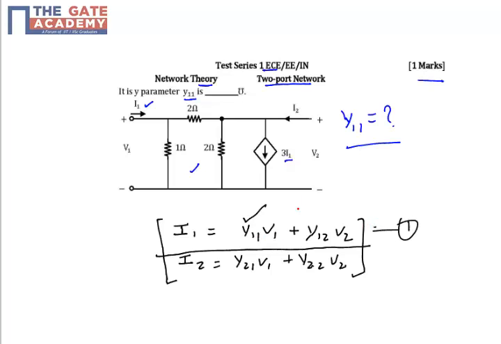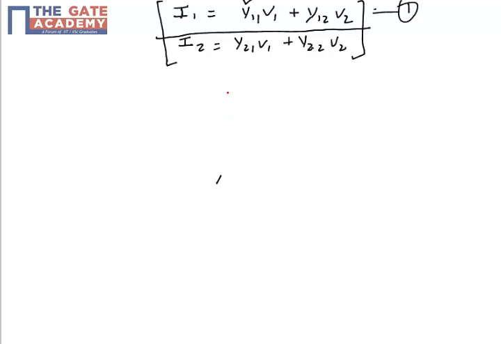So how can I calculate y11? I have a relationship between I1, V1 and V2. If I put V2 equal to 0, then the entire term y12 V2 will be gone, and I can simply get the value of y11 as I1 by V1, keeping V2 equal to 0. So we can calculate y11 by keeping V2 zero using equation number 1.